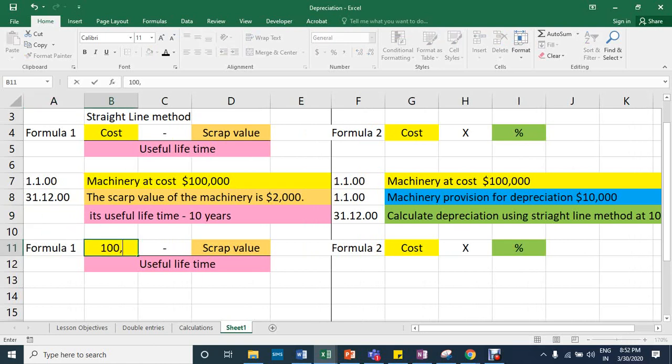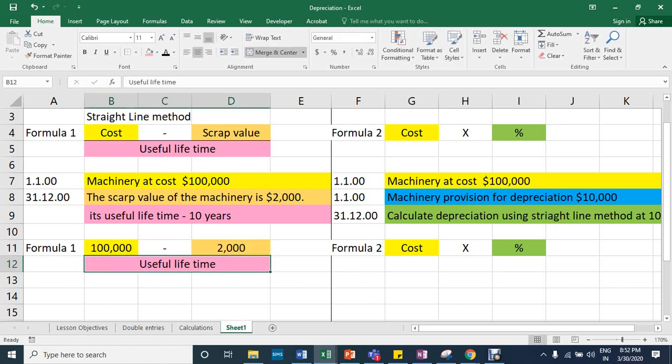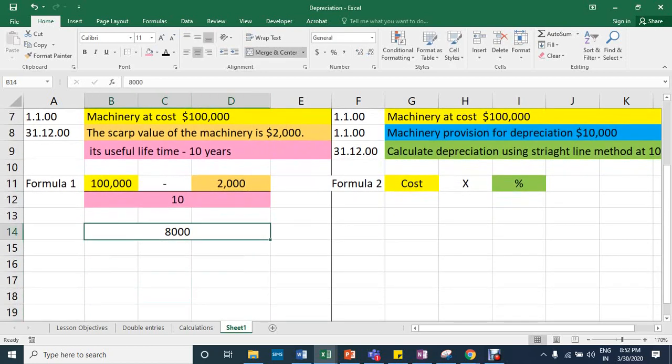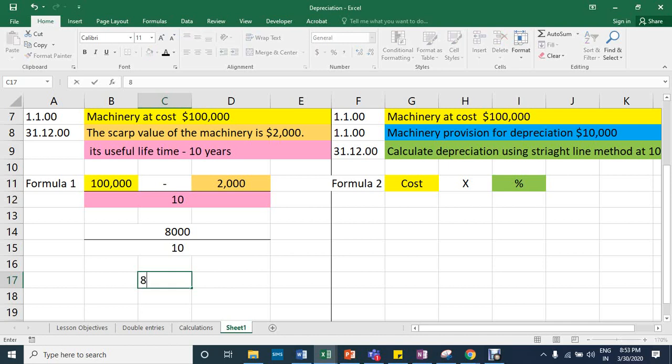The cost is 100,000, the scrap value 2000 and its useful lifetime 10 years. First of all, you find the difference between the cost and the scrap value, which gives you an answer of 98,000, and then you divide this by the useful lifetime, 10 years. Therefore, the amount of depreciation of this machinery per financial year would give you an answer of 9,800.